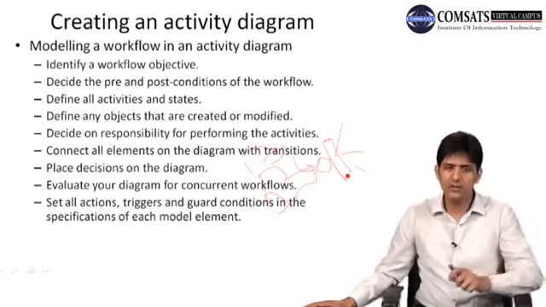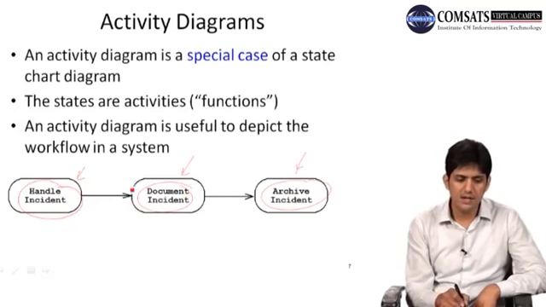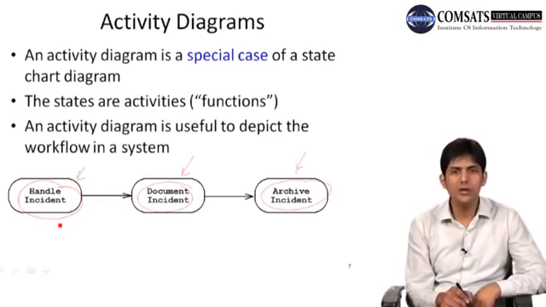An activity diagram is useful to depict the workflow in a system. For example, you have a system and these are all the functions: you handle an incident, you document an incident, and you archive an incident. So these are all the activities that a system should perform. We have identified that these are the main activities, and we can call them the functions. You can see a workflow: first of all you need to handle the incident, then you need to document it, and then you archive it for future reference.